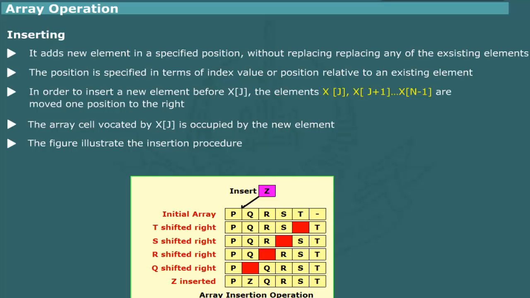Observe that after insertion of Z, the array size increases by 1. Also note that no additional memory space is allocated to accommodate the new element. Rather, the elements are simply rearranged within the memory block initially reserved for the array.